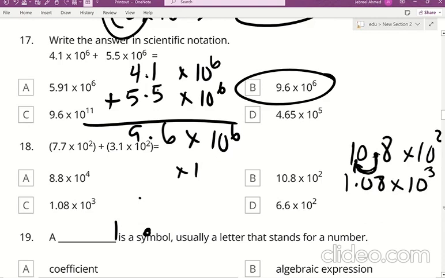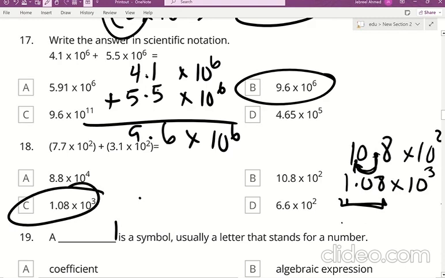So don't forget, this number over here has to be smaller than 10, from 1 to 10, less than 10. So say, for example, if I have, let's say, 34.2 times 10 to the 3rd power. This is wrong. It has to be smaller than 10. So I have to move this over here. If I moved it here, this is going to change to 10 times 10 to the 4th power.